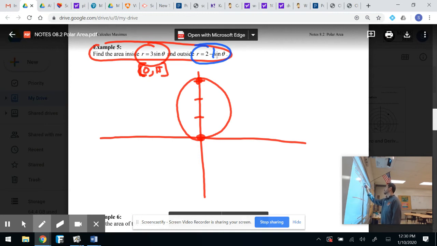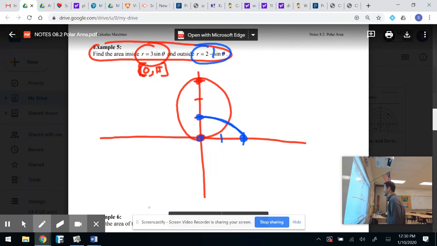If I plug in a 0, it's 2 minus 0, which is 2. So I'm still, ooh, snap, 1, 2. That sine would be 0. 2 minus 0 is 2. So I actually start there. What about at pi over 2? At pi over 2, sine would be 1. 2 minus 1 is 1. So it actually looks like that.